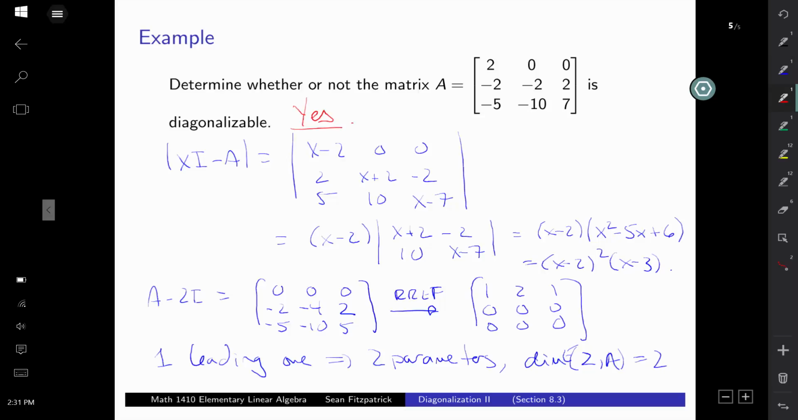We're going to get 2 eigenvectors from lambda equals 2. We're going to get 1 more from the lambda equals 3. That's going to be our basis of eigenvectors that we need to construct this matrix P that we use to diagonalize.